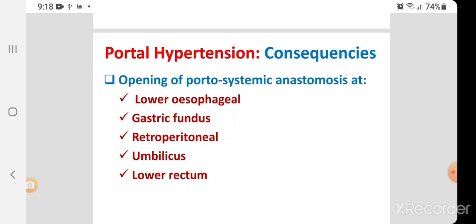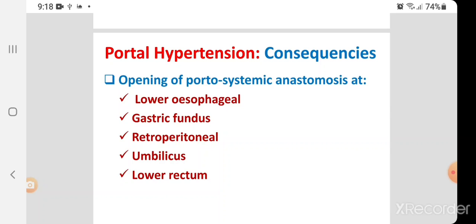So the tributaries of the portal vein will try to open anastomosis with the systemic system, so that they can make a way back to the systemic circulation. And there are some places where this anastomosis will open. You have it in the lower esophagus. A tributary of the portal vein in this area is the left gastric vein, and the tributary from the systemic circulation is the azygous vein. The azygous vein drains into the systemic system, and the left gastric vein drains into the portal system.